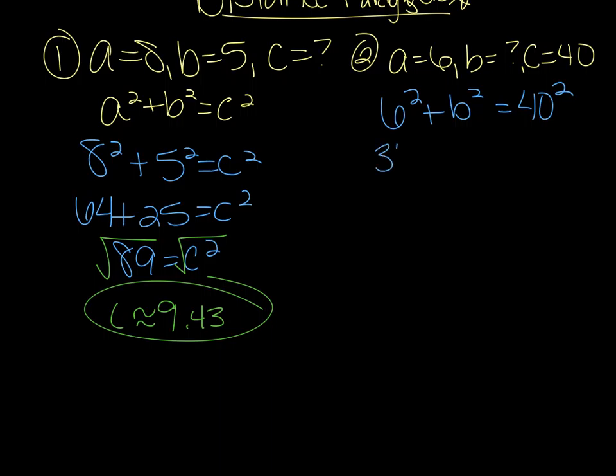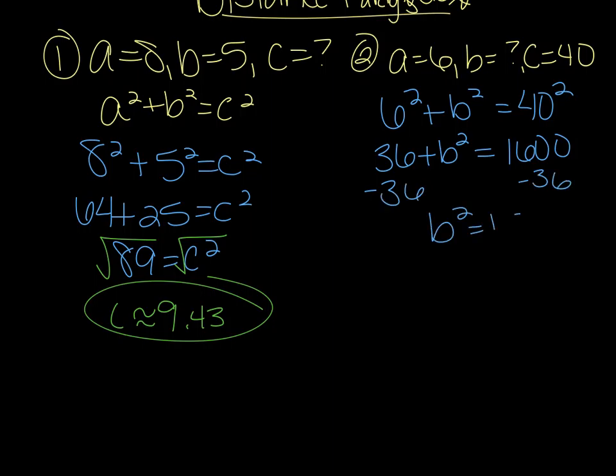So 6 squared gives me 36. Can't really do anything with that B squared yet. 40 squared gives me 1,600. Okay, and just like if this were a one-step equation, 36 plus B equals 1,600, I need to isolate that B. I've got to isolate that B squared. So how would you get rid of that 36? Right, subtract 36 from both sides. So I have B squared equals 1,564. And just like the last problem, how do you get rid of that square?